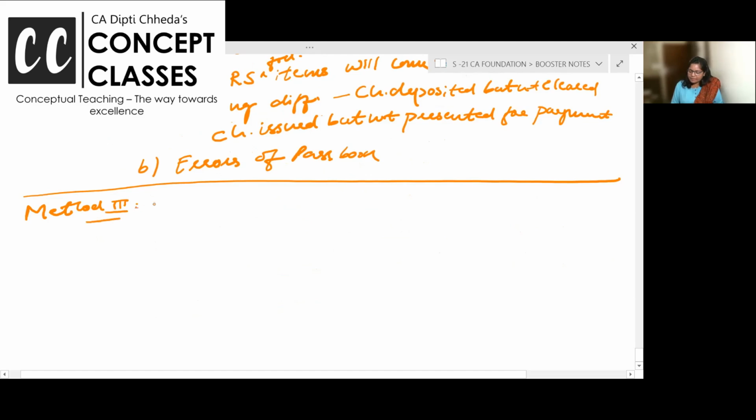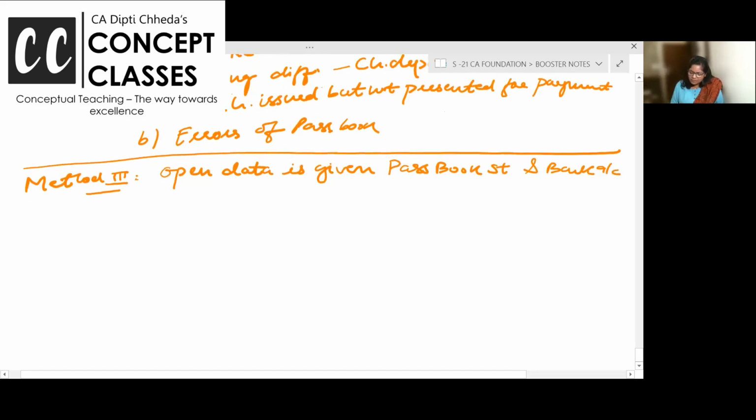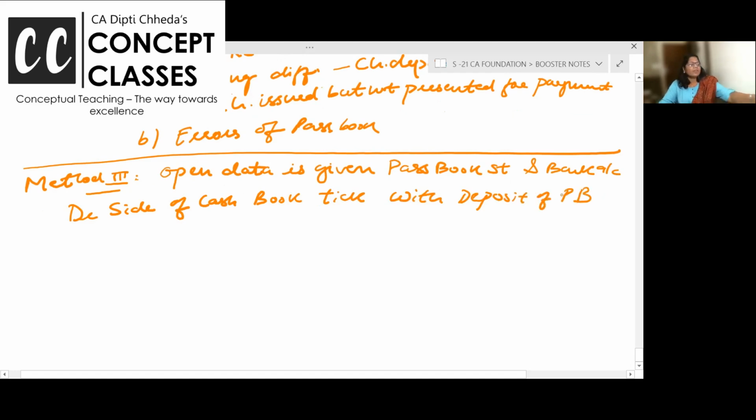Method 3. Open data is given. Passbook statement and bank account. Just open data is given. Passbook is also given. Bank account is also given. Now what you will do? Debit side of cash book, tick with deposit of passbook. Correct or not?